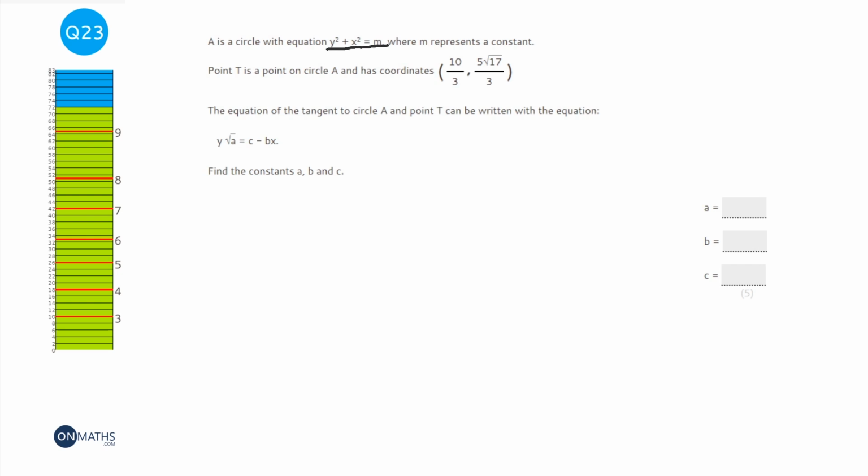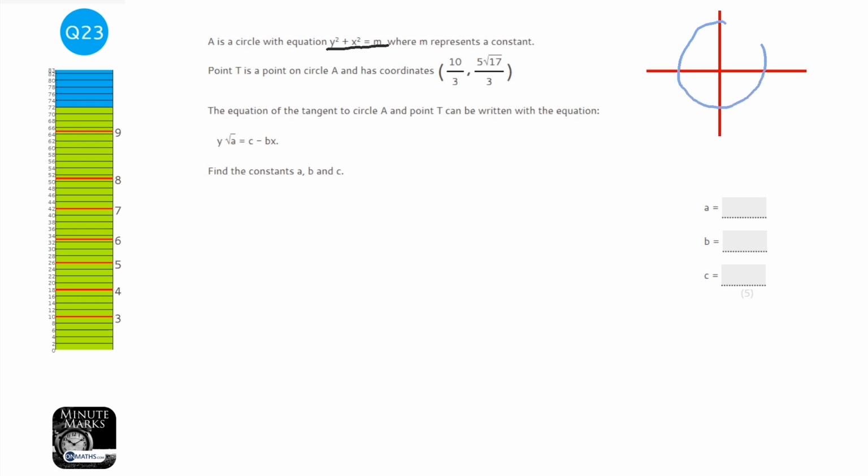Now, important thing to highlight with this, and we'll do a little diagram up here. Because it's y squared plus x squared equals a number, we know the centre of the circle is going to be at 0, 0. So the circle looks something like this. I am not good at drawing circles, actually that's not too bad. And that can help us, or that will help us later on.